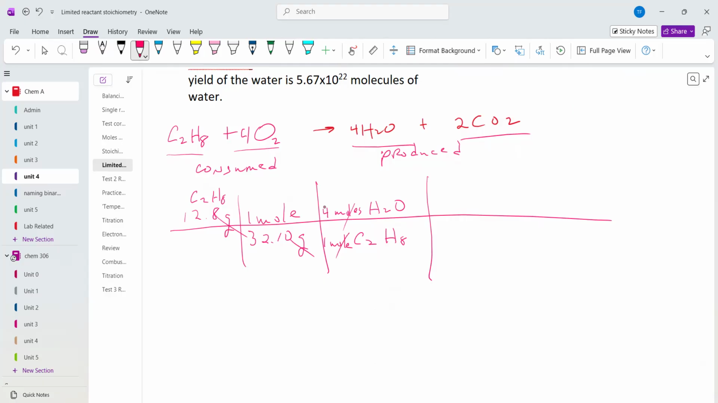I just want to make sure. Oh yeah, I've seen this before. Okay, now we do the water and we need grams of water. And water is 18.02.